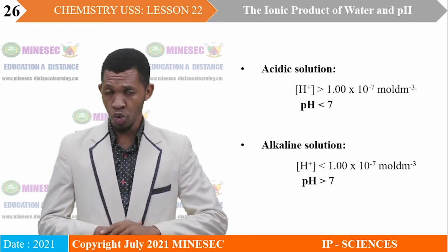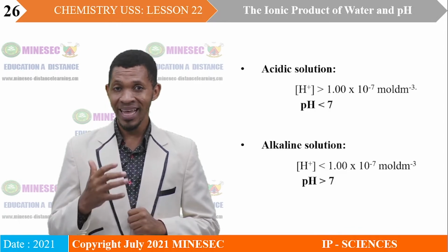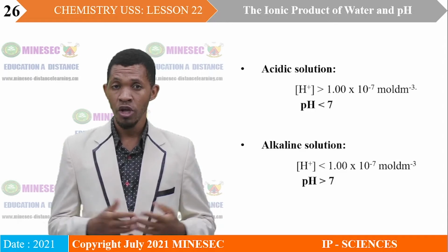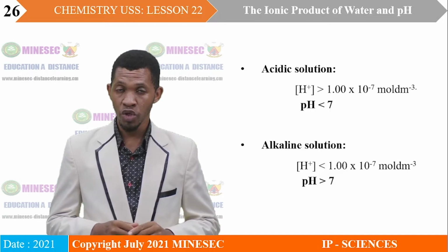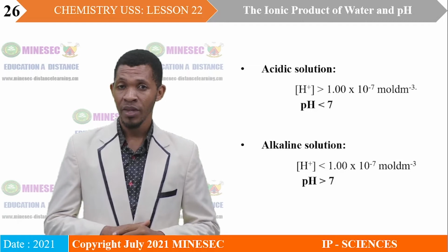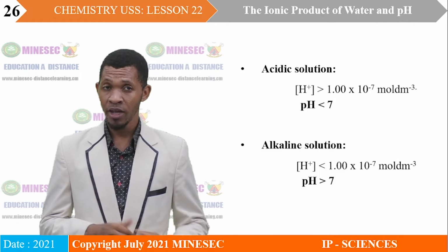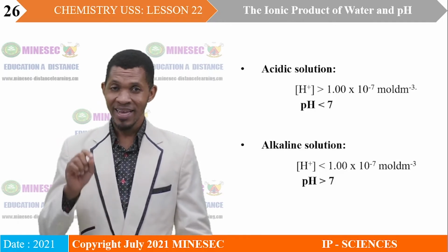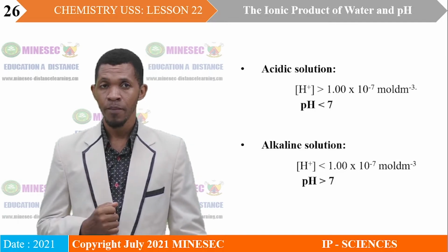Now, in acidic solutions, the molar concentration of hydrogen ions is greater than that of pure water at 25 degrees Celsius. That is, in acidic solutions, the molar concentration of hydrogen ions is greater than 1.00 times 10 to the power negative 7 moles per cubic decimeter. And if we substitute this value in the expression of pH and simplify, you'll have pH values less than 7, which means that acidic solutions have pH values less than 7.